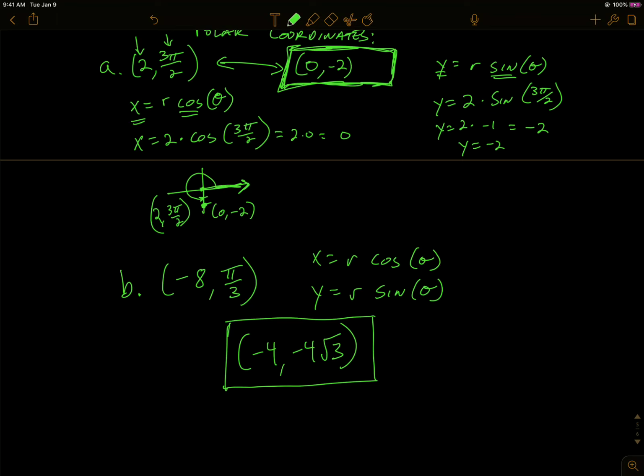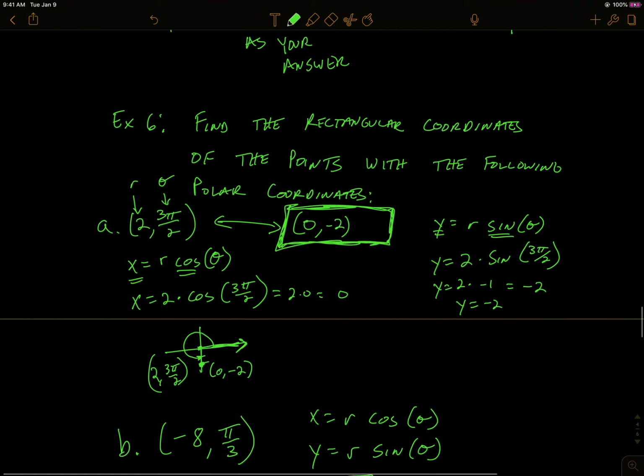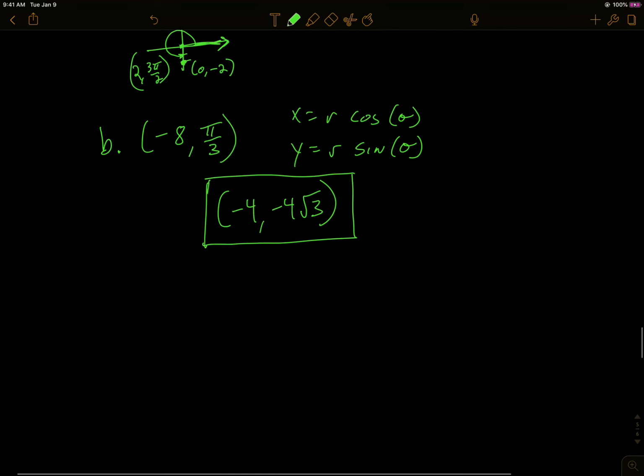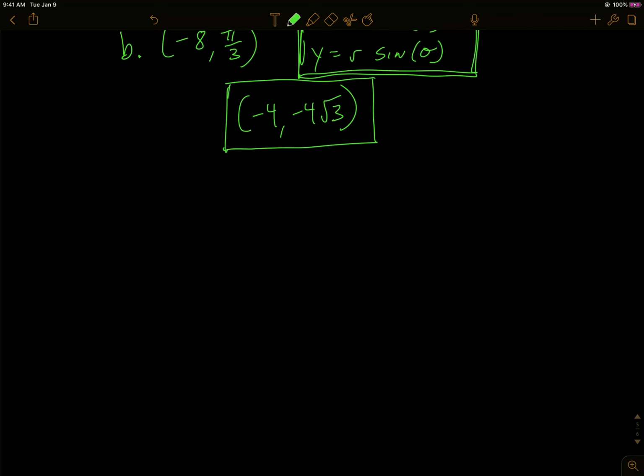I'm not going to go over that one. We're going to do converting in the other direction as this video's approaching 30 minutes. All right, so that's how you go from polar to rectangular. And these are your two formulas. Those are important. Okay? Now let's go the other way.